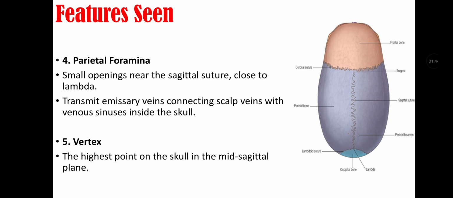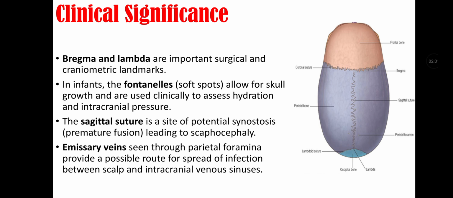fontanelle in infants. Then there are the parietal foramina, that are small openings near the sagittal suture that are close to lambda. They transmit emissary veins that connect the scalp veins with the venous sinuses inside the skull. And then there is the vertex, that is the highest point on the skull in the mid-sagittal plane.